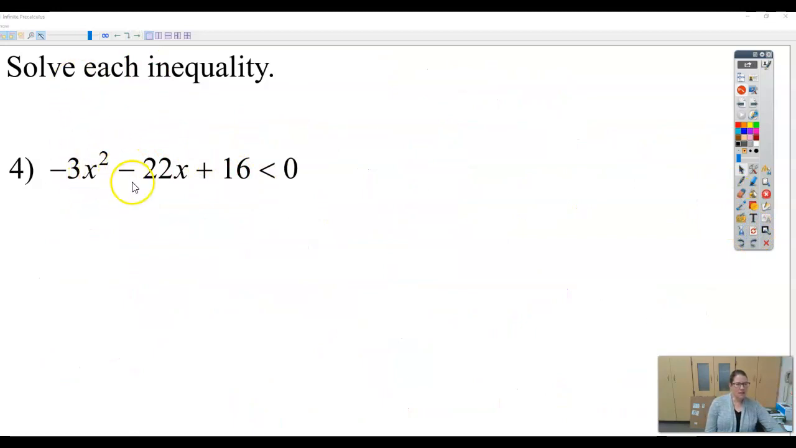So I have negative 3x squared minus 22x plus 16. I do want one side to be 0, so that's good. Just make sure that if there's anything over here, you move it to this side before you begin. 3, 22, and 16 have no common factors, so I'm just going to go ahead and x factor. A is negative 3, and C is 16. So 16 times 3 is 48. So it would be negative 48 because I've got negative 3 times 16. And then B is negative 22. So I'm looking for two numbers that multiply to negative 48, then add to negative 22.